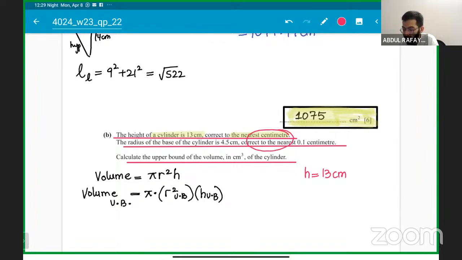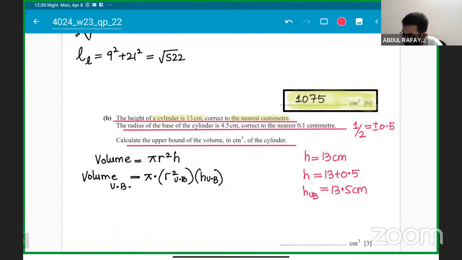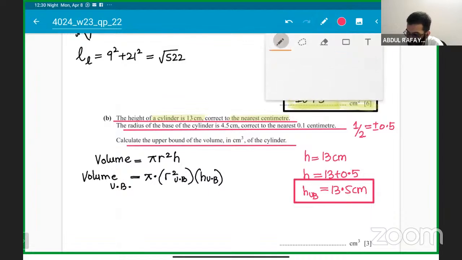It is correct to the nearest 1 centimeter. So you can say the height, 1 divided by 2, is plus minus 0.5, that is the bound. Plus will be the upper bound of 0.5, minus will be negative. So height will be 13 plus 0.5 to get the upper bound. That will be 13.5 centimeter. That is the height of the upper bound. 1 mark is for this, students. Remember how the marks are split. You are learning that as well.